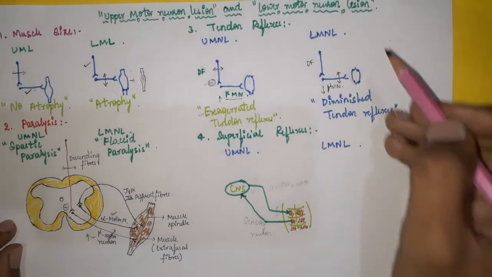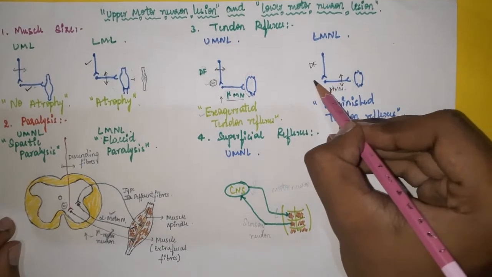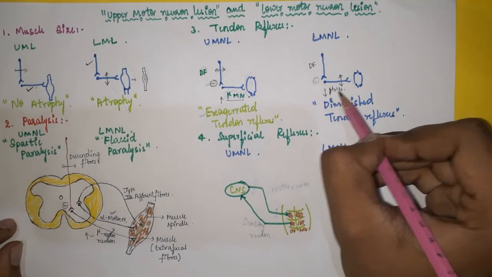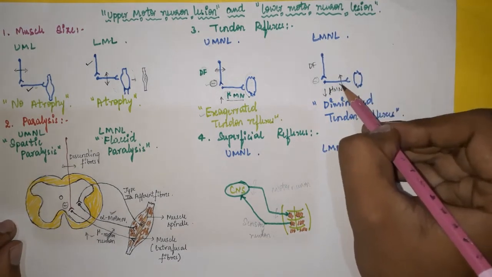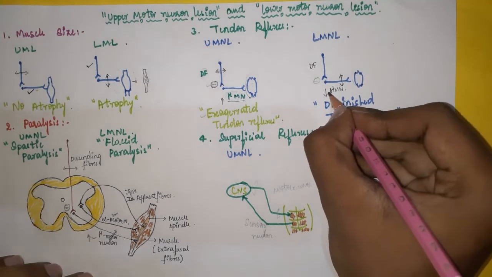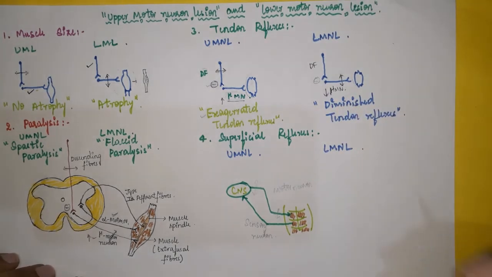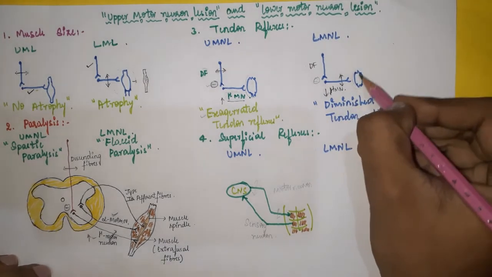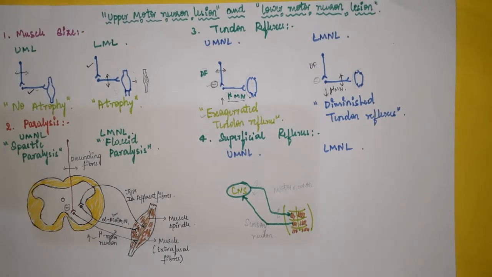In lower motor neuron lesion, the descending fibers also inhibit the gamma motor neuron. Lesion occurs here. What happens? The gamma motor neuron is damaged. Then there is decreased activity of the gamma motor neuron, and decreased sensitivity of this muscle. What happens? Diminished tendon reflexes are seen in lower motor neuron lesion.